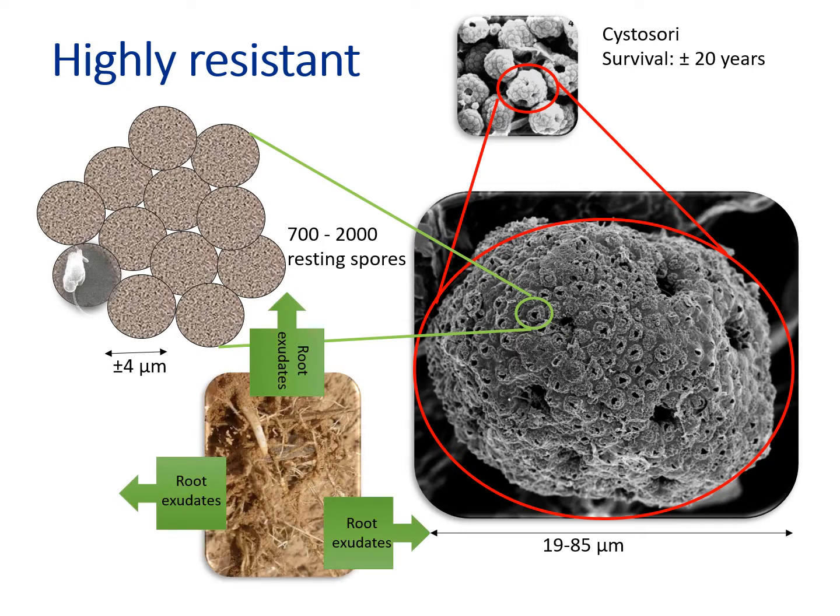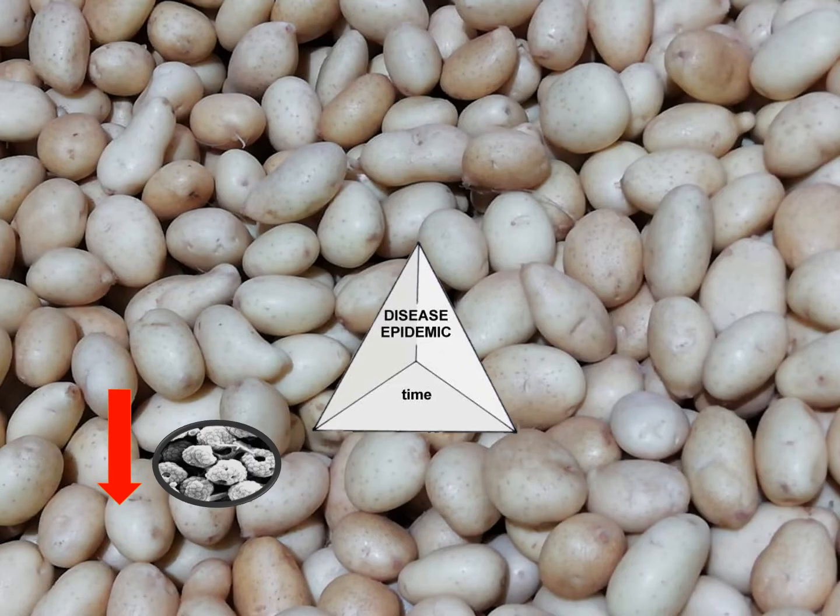In the case of this pathogen, when a susceptible host is planted, the roots of the host release root exudates. These root exudates serve as a chemical stimulus, which results in germination of the zoospores from the resting spores. The zoospores then swim towards the roots and infect the roots. This process only takes about 15 minutes.